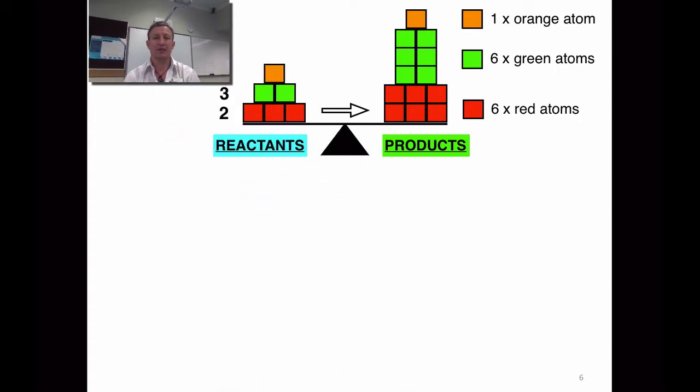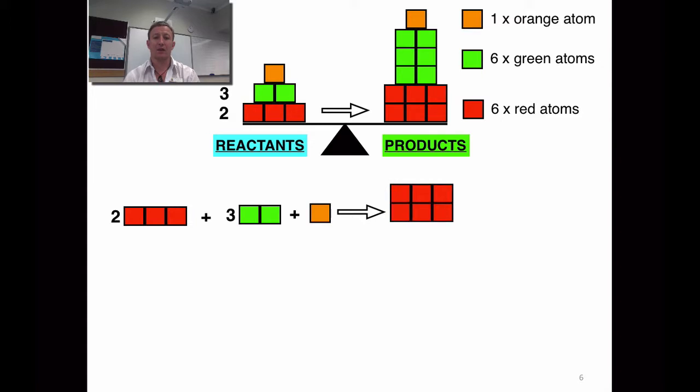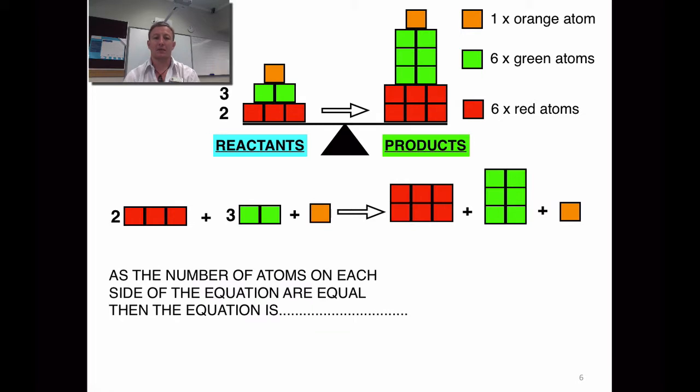So when I write this down as a formula, this is what it looks like. I've got 2 lots of the red bricks plus 3 lots of the green bricks plus 1 lot of the orange bricks. Notice we never put the 1 at the front of it. And that will give us 6 red bricks, 6 green bricks and 1 orange brick. I hope that sort of makes sense. Okay, because they're equal on both sides, we can now say that the equation is balanced.